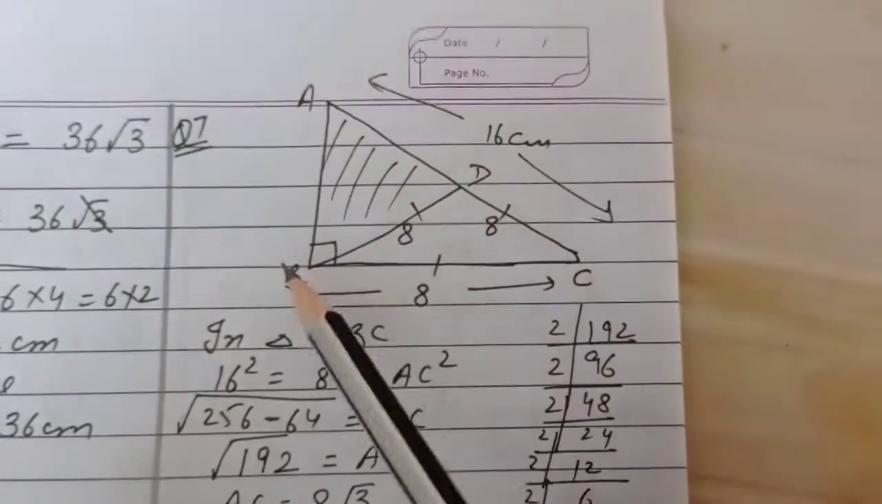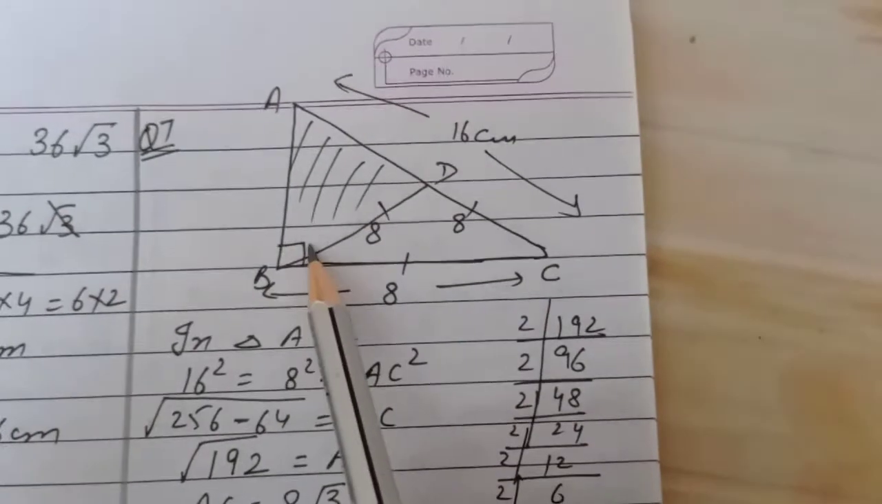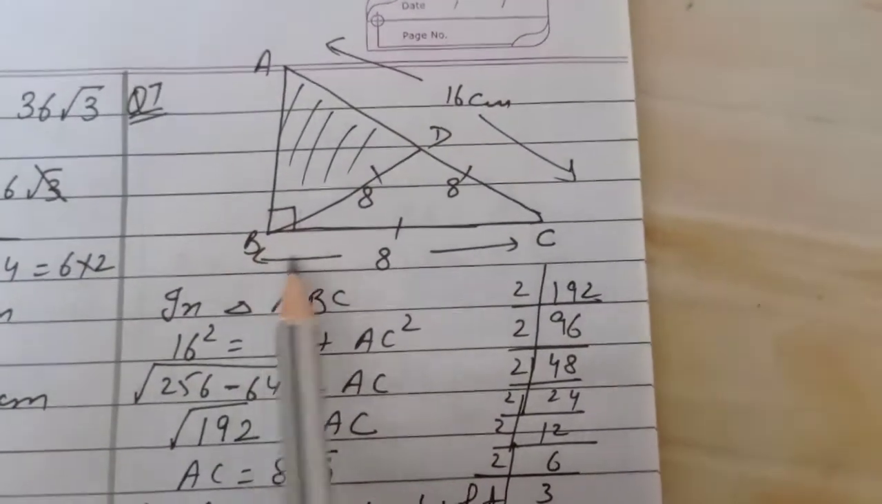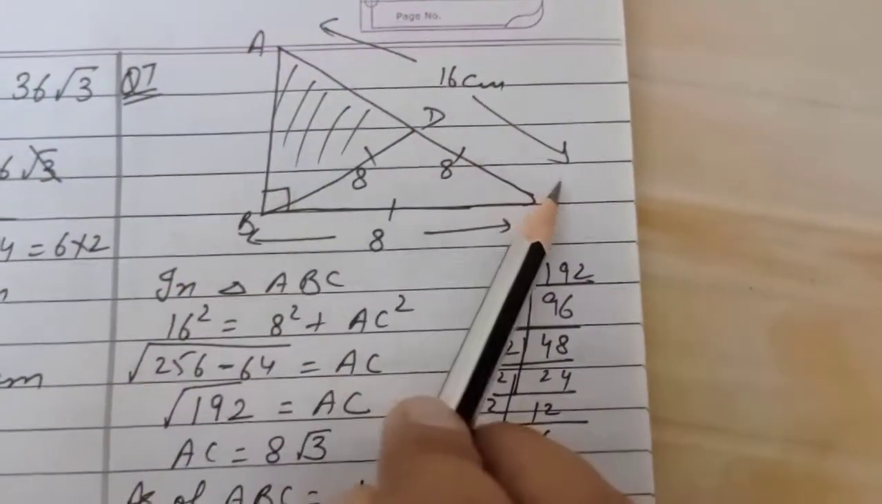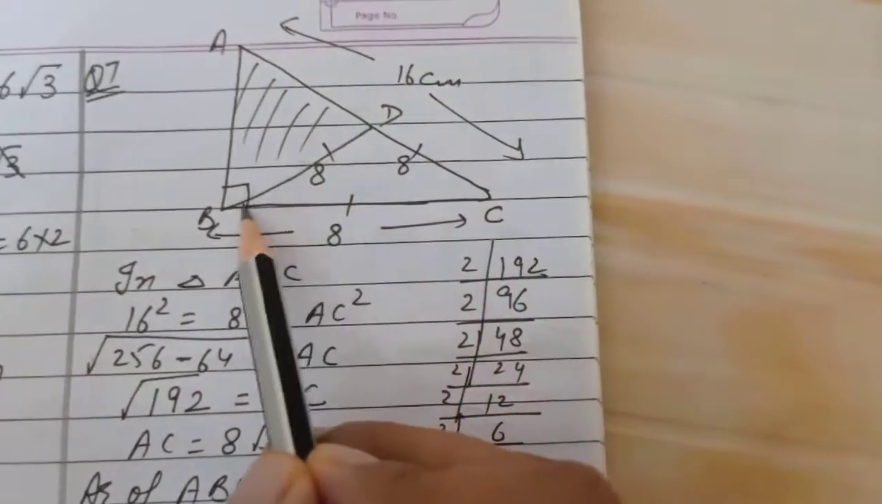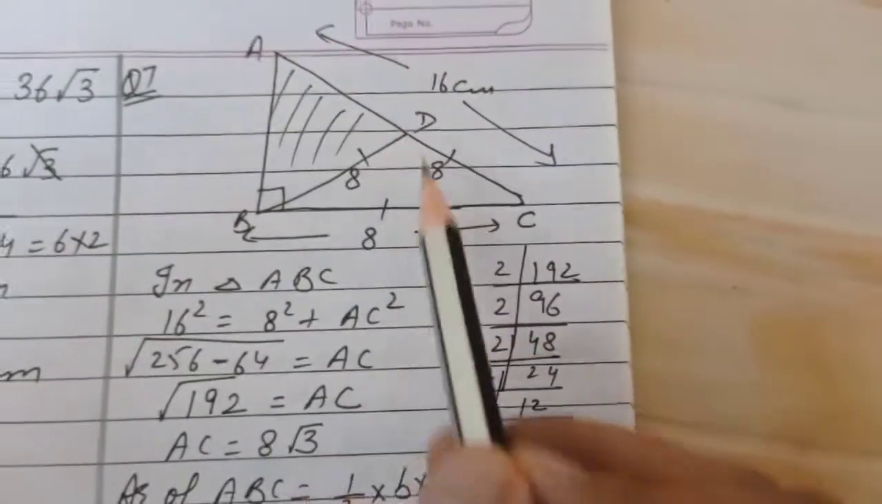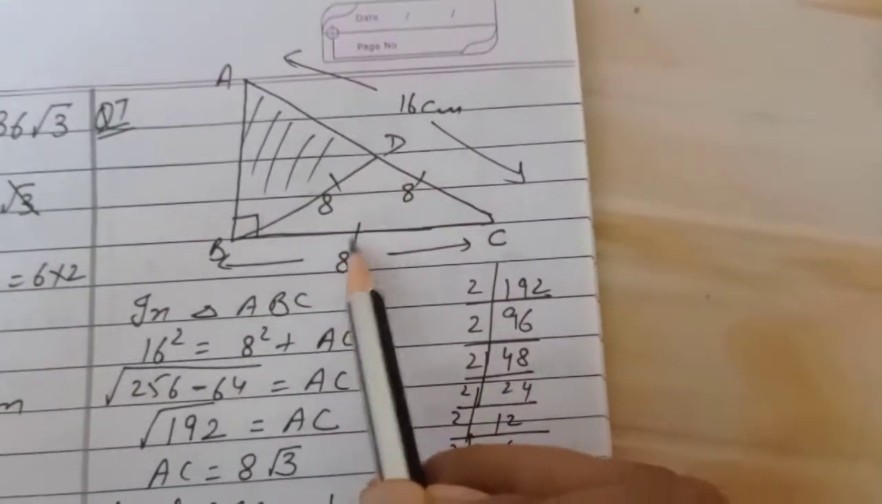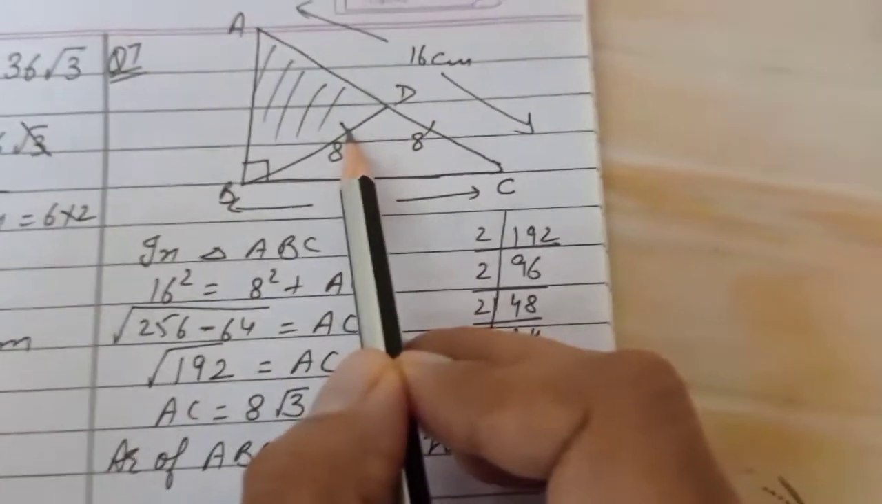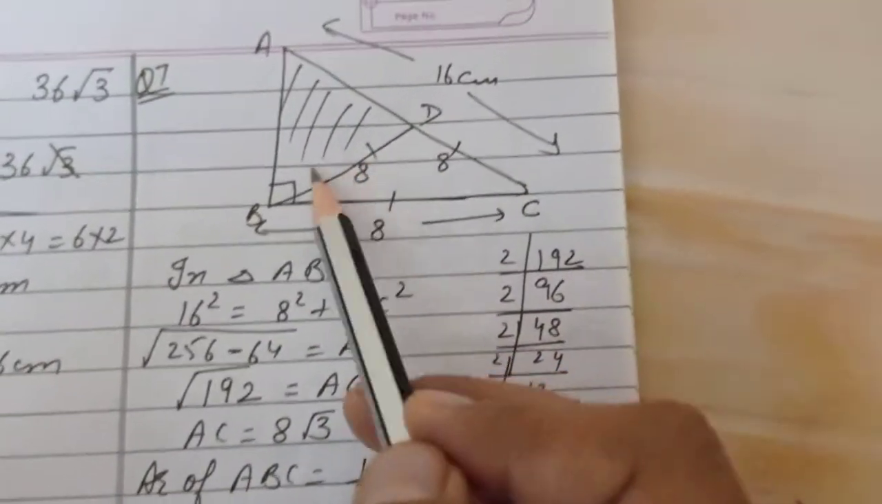Okay children, this is the given figure. This is a right angle triangle. This side is 8 and this is what? 16. And this triangle you are given equilateral triangle. If it is equilateral, all the sides will be equal. All these sides are 8 centimeter. You are asked to find this shaded portion.